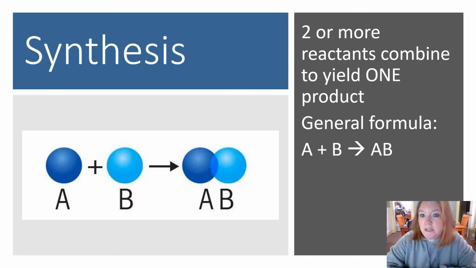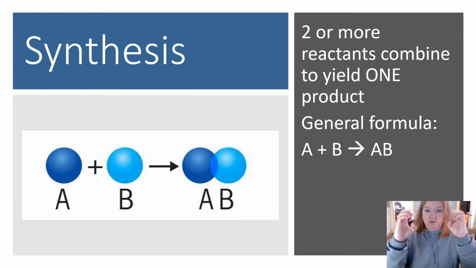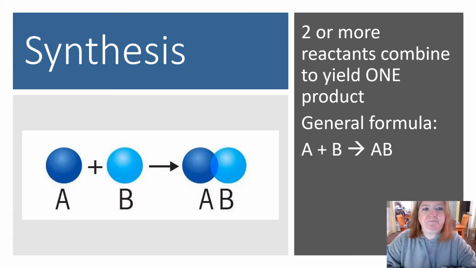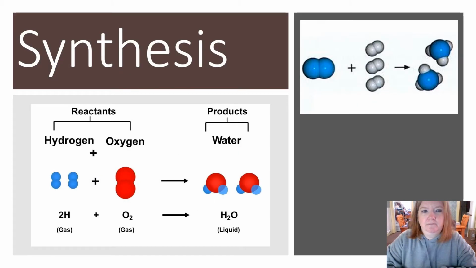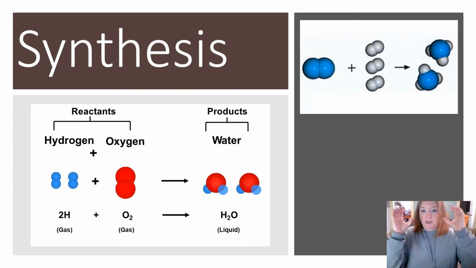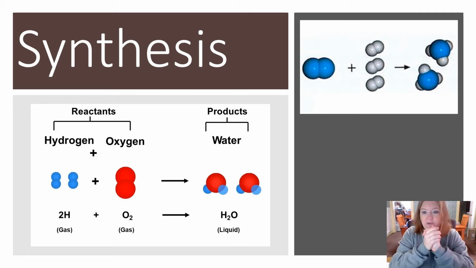All right, so let's look at synthesis first. Synthesis means to make, to build. So two or more reactants combine to yield one product. The general formula is A combines with B to make AB. So synthesis takes two or more smaller pieces to make a bigger piece. It's like taking some small Lego pieces and building something bigger.